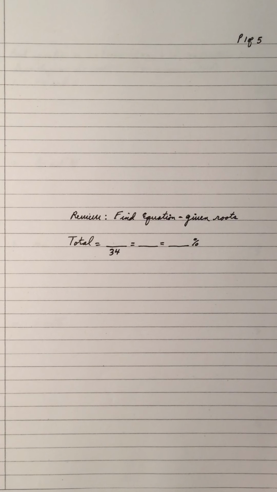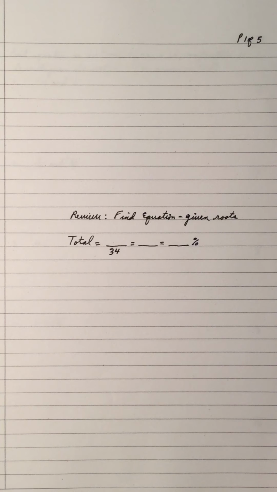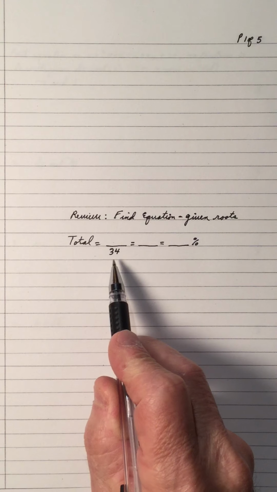Hi, welcome to my video on the review of find the equation given the roots. That's the equation of a quadratic. And as in all my reviews, the review can be treated as a quiz, and the score for this quiz would be 34.